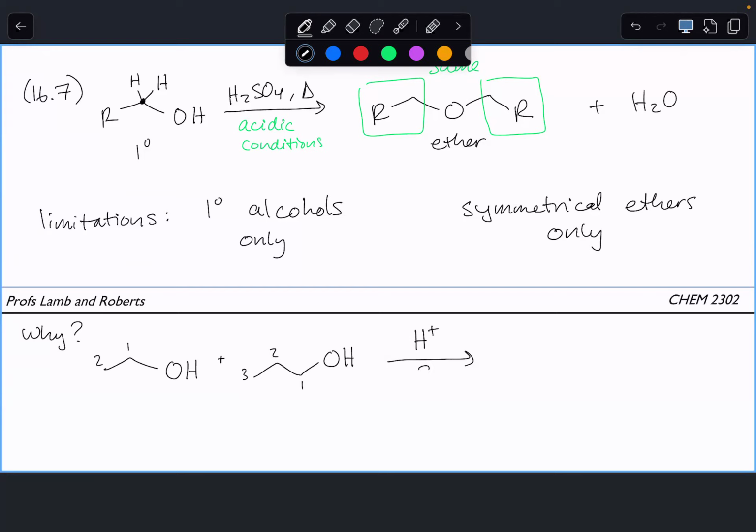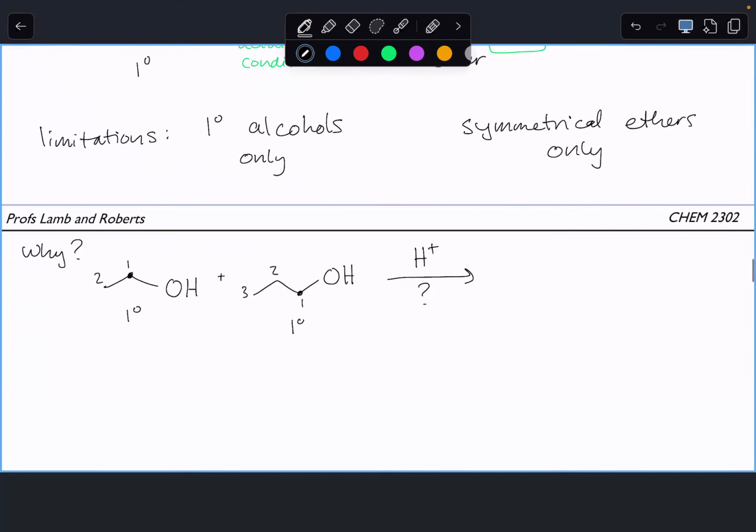So what would happen? First, we have to check: are these primary alcohols? Yes, here and here. They both have 2 hydrogens on that carbon. So we have 2 primary alcohols, so that's good. What happens if we run this reaction? It should work. The problem is that you get a crazy mixture of products.